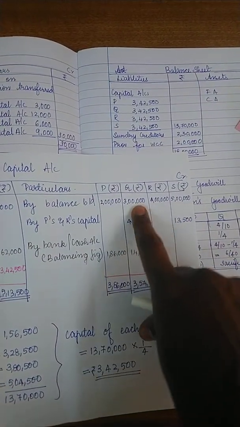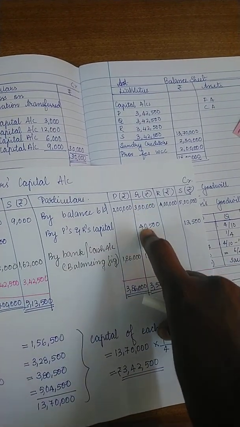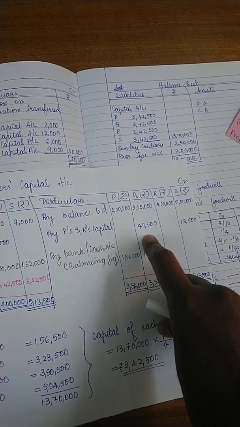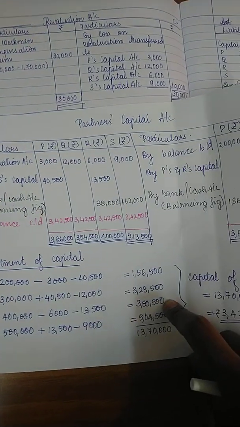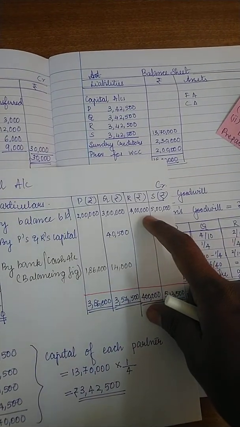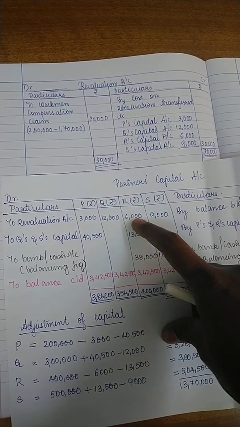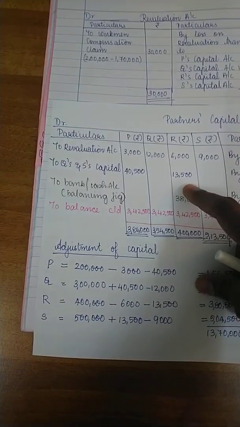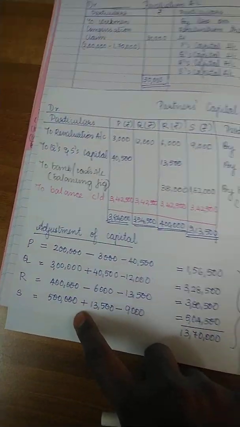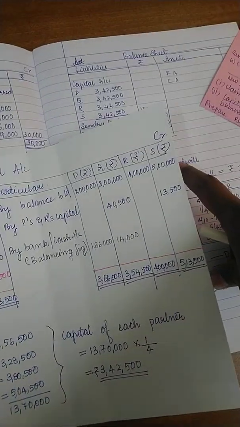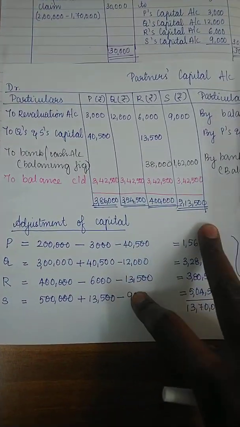And for Q also, credit minus debit. On the credit side there is 3 lakh, then goodwill adjustment 40,500. We did only this much here. So 3 lakh plus 40,500 minus 12,000 is 3,82,500. And for R, here there is 4 lakh, here 6,000 revaluation loss, then goodwill 13,500. So 4 lakh minus 6,000 minus 13,500. Just like that for S also, credit minus debit. On the credit side it is 5 lakh and 13,500, and on the debit side only 9,000. So I wrote it here.